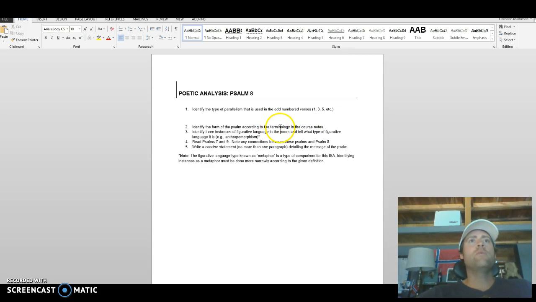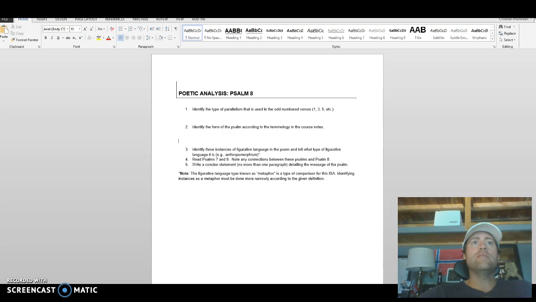Then identify the form of the psalm according to the terminology in the course notes. So just refer back to those course notes that you have, and then say what form of the psalm it is according to the terminology in those notes. So that's also a brief question.